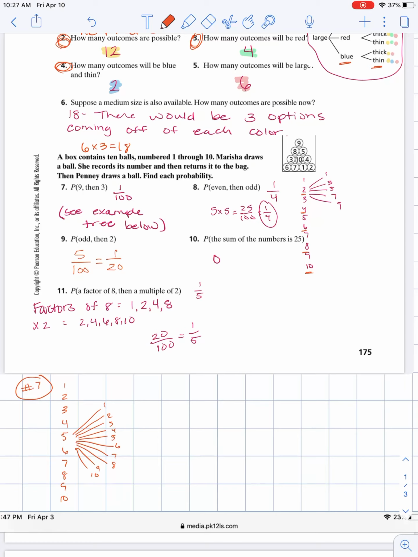Sorry, I'm plugging this in. Of drawing a 9 and then a 3. Well, if you look down below here where I wrote number 7, I've got only a part of a tree, because drawing this one would be pretty intense.